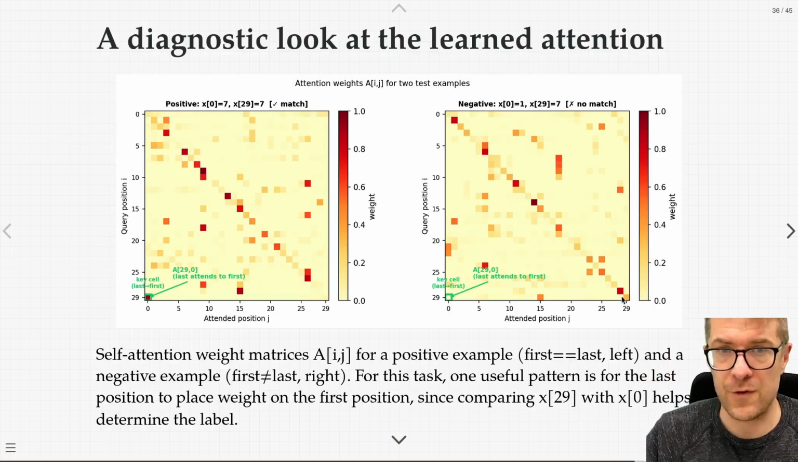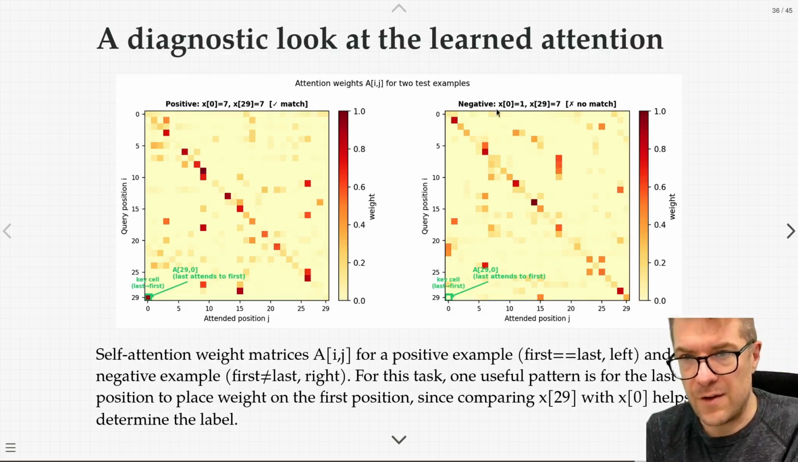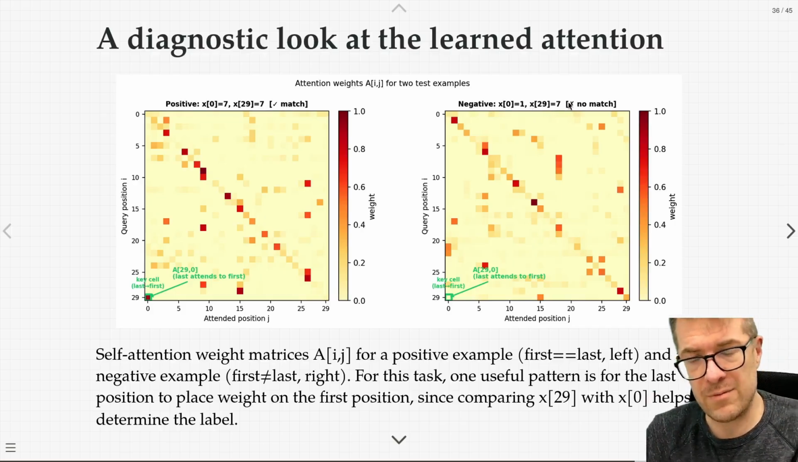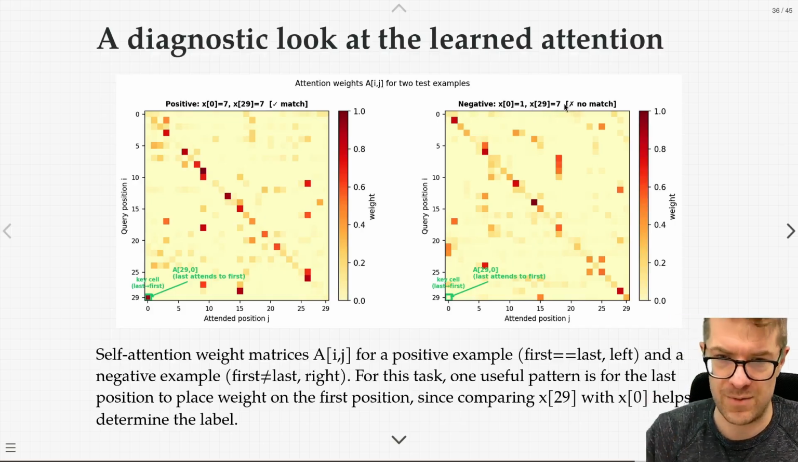These are for two different cases. The case on the left is where there's a match: the first element is 7, and the last element is 7. The negative case is where the first element is 1 and the last element is 7. There's no match. The decision is 0.